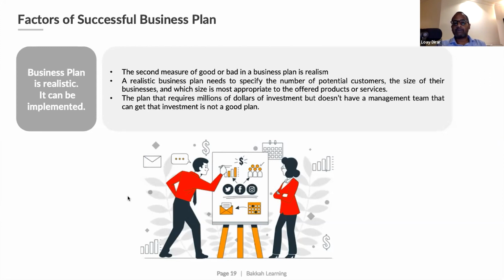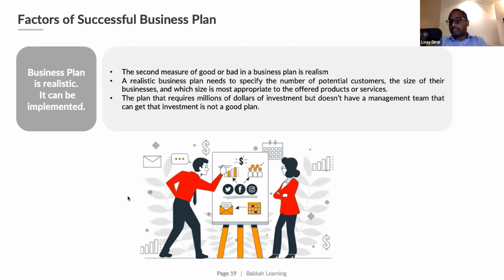A realistic business plan is going to help specify a number of factors, such as potential customers, the size of your business, and which size is appropriate to the offered product or service. So how are you going to attract your customers? And what kinds of services are you going to develop? These are all questions you're going to ask from a business view.